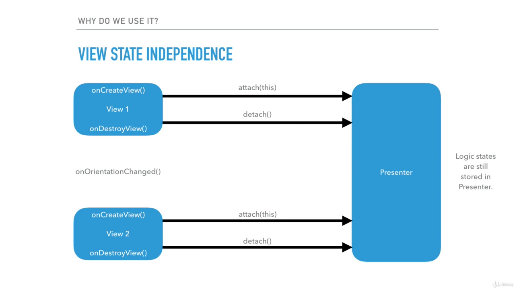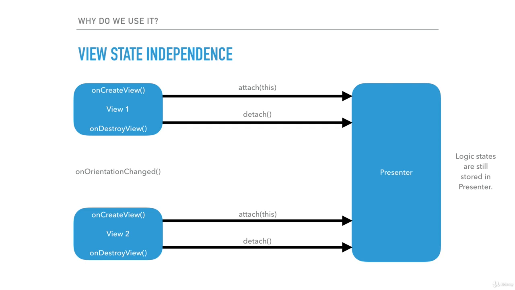Why do we use it? We use it for view state independence. So a big point is, like I already said, if you have everything in one view and it's destroyed, we don't have any logic states, we don't have anything stored, we don't have anything that is still there, because if it's destroyed, it's completely gone. And in this case here, we have a view1. We're gonna attach that view1 to the presenter, doing some stuff like typing in 1 plus 1, and the presenter knows, okay, our current equation is 1 plus 1, our current outcome is 2.